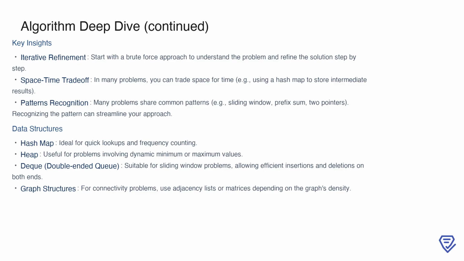Additionally, the choice of data structures plays a significant role. A hash map is excellent for quick lookups and frequency counting, while a heap is perfect for dynamically finding minimum or maximum values. For sliding window problems, a deque enables efficient insertions and deletions on both ends. And when working with graphs, you can choose between adjacency lists or matrices depending on the graph's density.